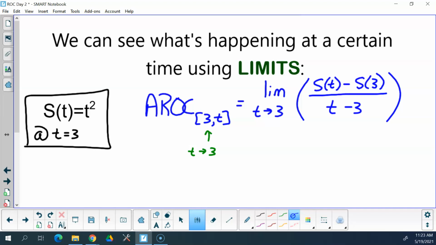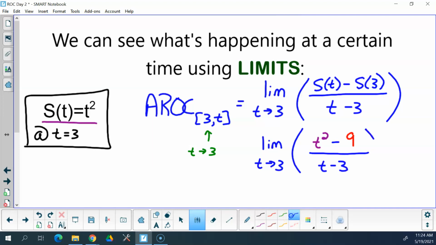So, s of t, I would plug t back into my function right here. Well, s of t then is just t squared. If I put t into my function, I get t squared. S of 3, I'm going to put 3 into my function. 3 squared is? So we got that.